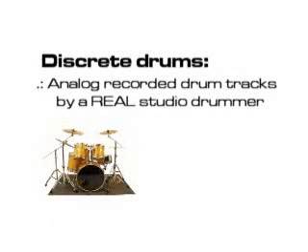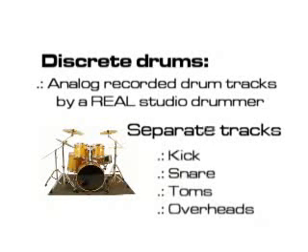Now I'll bring in a drum loop from Discrete Drums, which will establish a drum loop for the song I'm about to record. The cool thing about Discrete Drums is that they are analog recorded drum tracks by a real studio drummer with separate tracks of kick, snare, toms, and real overheads.